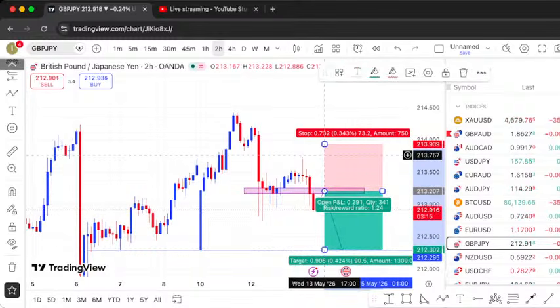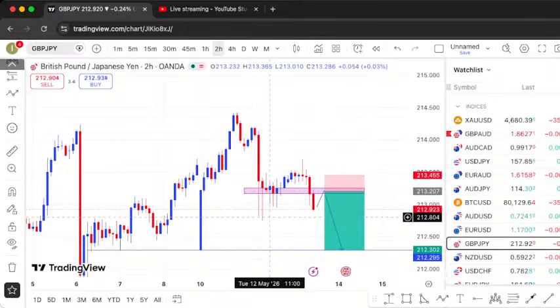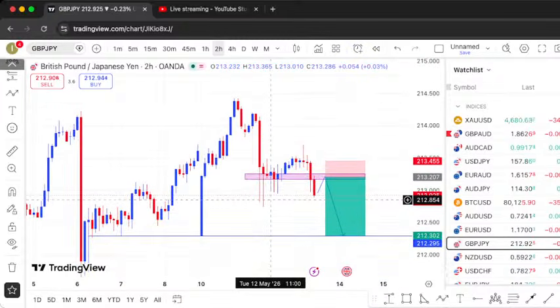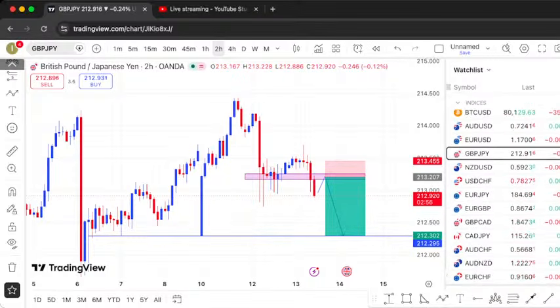Stop loss always above the structure. Okay, that will be a very good risk to reward ratio. That's how we are going to have a short position there. If it can pull back to that zone, we are going to sell GJ again. Remember, we're going to sell GJ again.